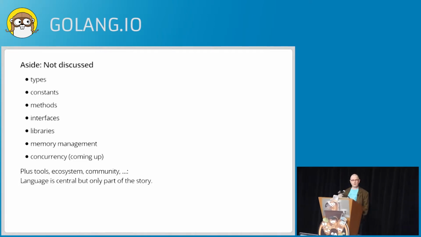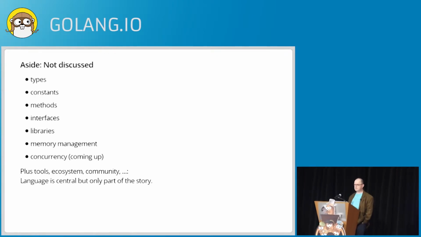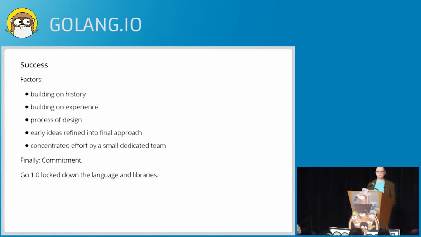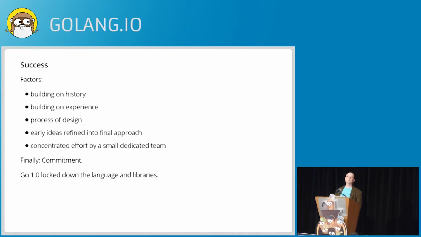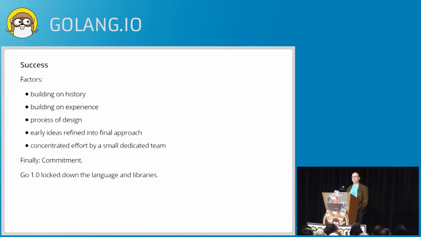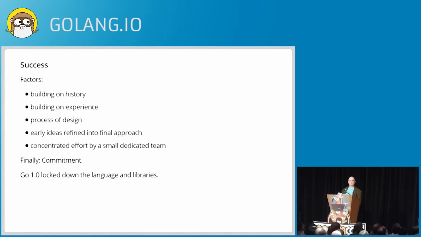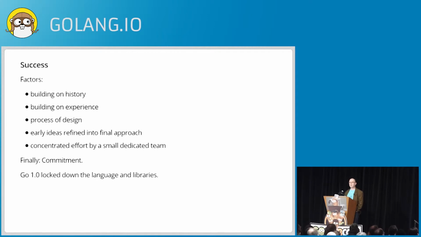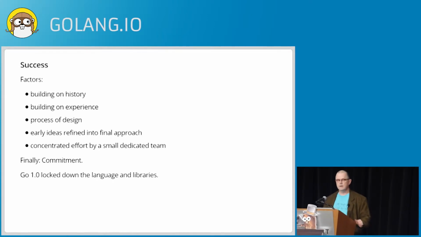And I want to point out that although I've talked entirely about the language so far, the language is central to this story, but it's really only a small part of it. It's the entire thing that builds around the language that makes success happen. And the factors that bring that success in are, I think, building on the history, understanding through a lot of other languages and years of working in software development what matters in a language, what doesn't matter in a language, the experience that comes from working for a long time, the process of design.